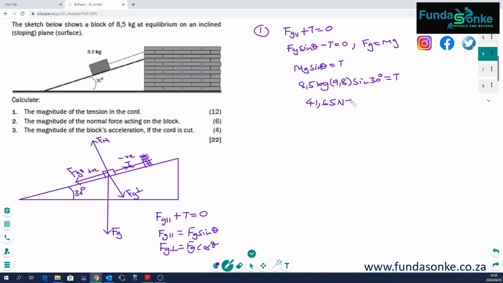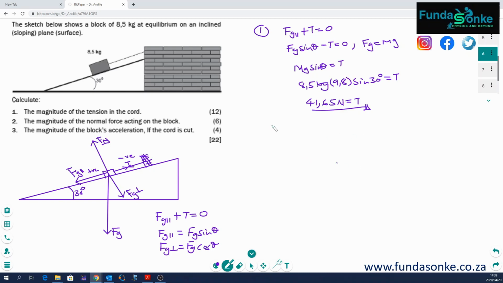41.65 newtons will be equal to our tension. Like that. Okay. Then the next question is they want us to find the magnitude of the normal force acting on the object. So now the normal force, remember, takes into account the vertical components. So in this case, we're looking at Fn and also the force due to the perpendicular component of the force due to gravity, which is Fg perpendicular.